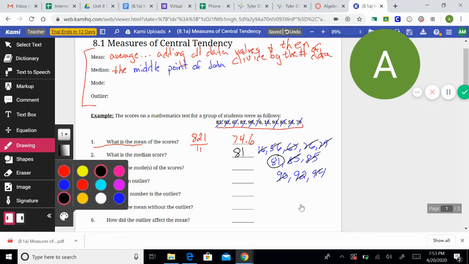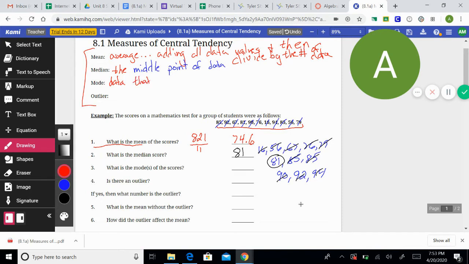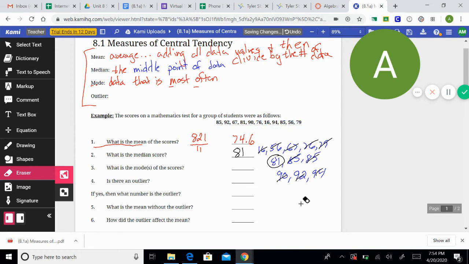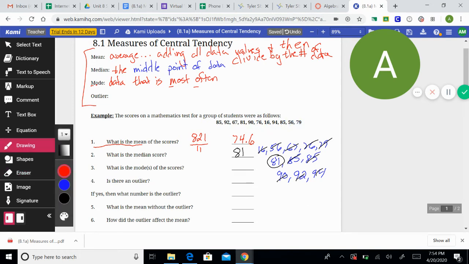Now let's come back up here and talk about the mode. The mode is the data that is most often. A lot of people will say mode is most often. Notice it's MO for mode, most often. It just is the data that is there the most amount of times. So if we go back and look, I'm going to erase what I've marked up on our data. We go back and look, we have 85 on here twice, and everything is only once. So that means the mode, or the score that's most often, is 85.